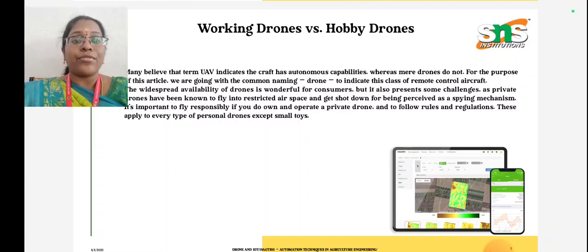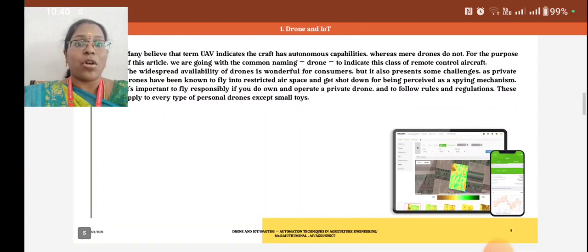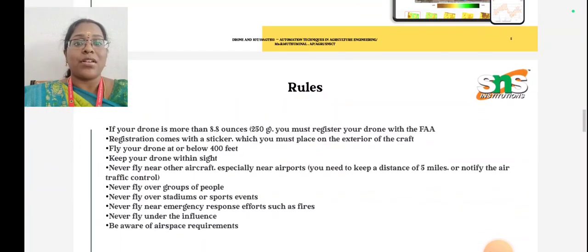It is important to fly responsibly if we are going to own and operate a private drone, and we also have to follow the rules and regulations that apply to every type of personal drone except a fun toy. Other than a fun toy, if we need to use a professional drone, we have to ensure that we are following the rules and regulations. So these are the topics I have tried to cover today, and tomorrow we will cover the next topic, that is, what the rules could be.